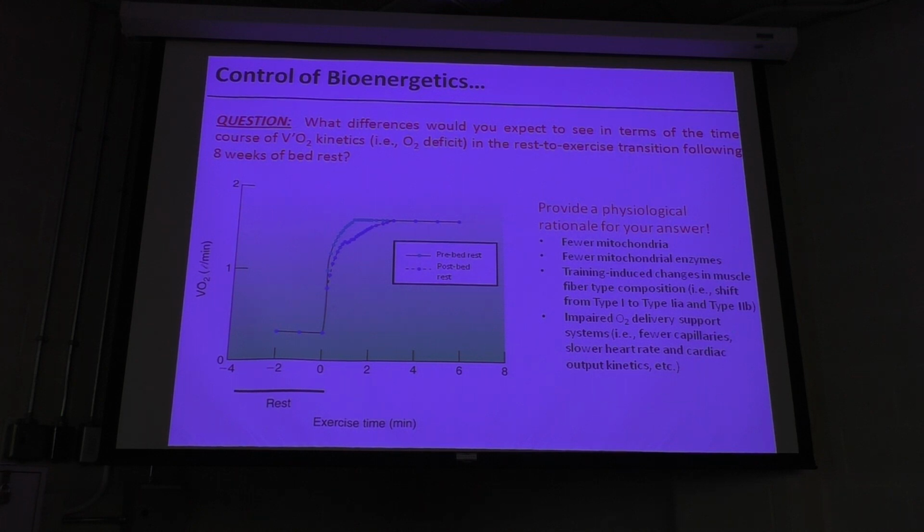And also impaired oxygen delivery support systems: fewer capillaries, blunted heart rate responses, altered cardiac output responses, changes in the microvasculature. And so if you can't supply as much oxygen to the muscle, now you have an appreciation that if you change intracellular oxygen levels in order to support a given ATP demand, you would have to have a higher or lower rate of glycolytic flux to supply that ATP. That's the question.